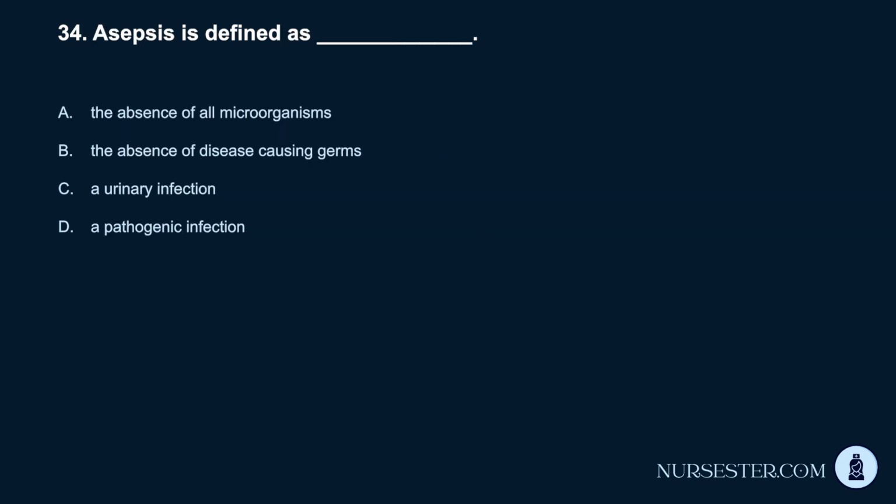34. Asepsis is defined as: A. The absence of all microorganisms. B. The absence of disease-causing germs. C. A urinary infection. D. A pathogenic infection. Correct answer: B. The absence of disease-causing germs.